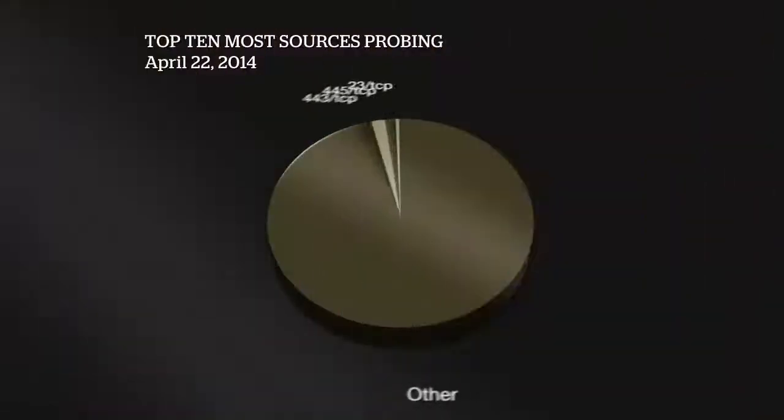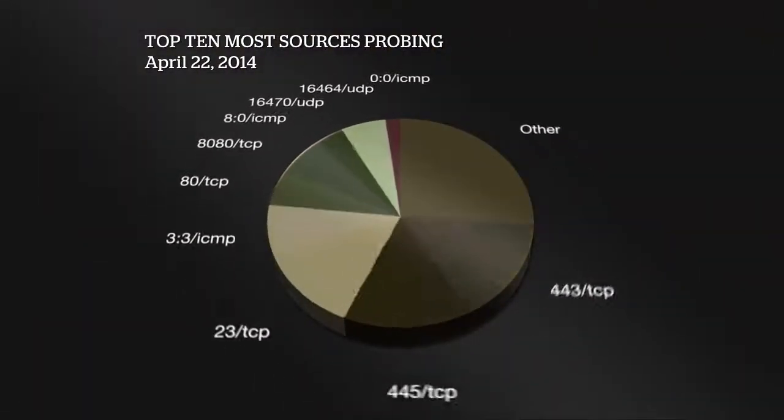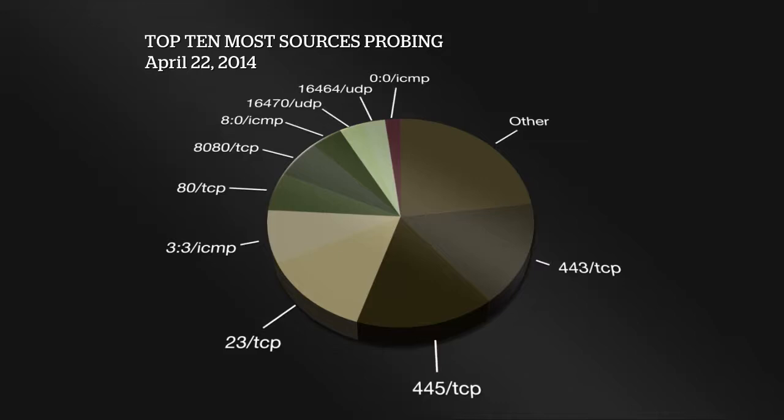Now in terms of the most sources probing, we see port 443 TCP at the top of the list. We already looked at the graph associated with that. Port 445, port 23 TCP, port 80 TCP, port 8080 TCP, and then we also see a couple of ports that are associated with the continuing to diminish ZeroAccess botnet.